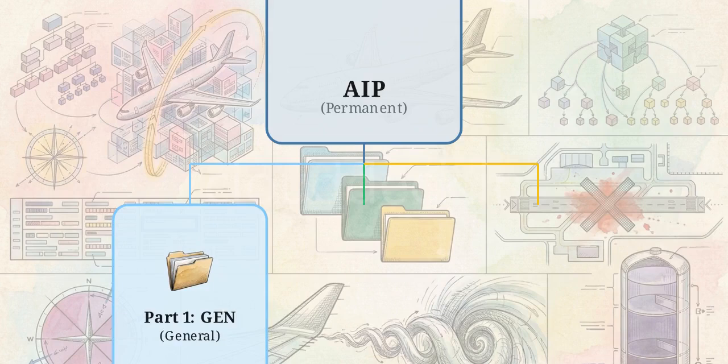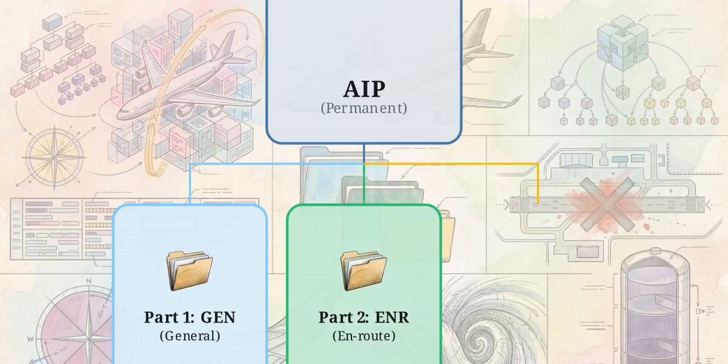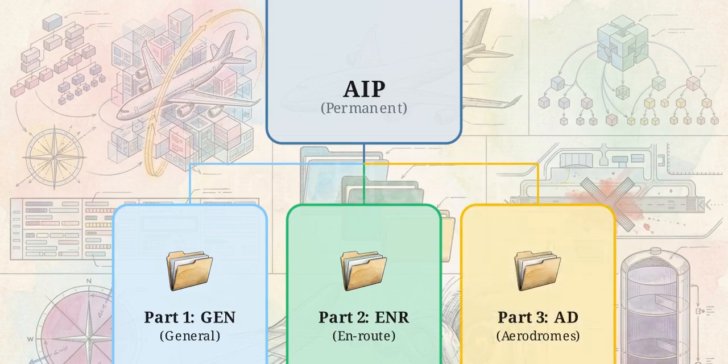Part 1, General, is highlighted in light blue. Part 2, En route rules and airspace classifications, is green. Part 3, Aerodromes, detailing runway dimensions and ground movement, is yellow.